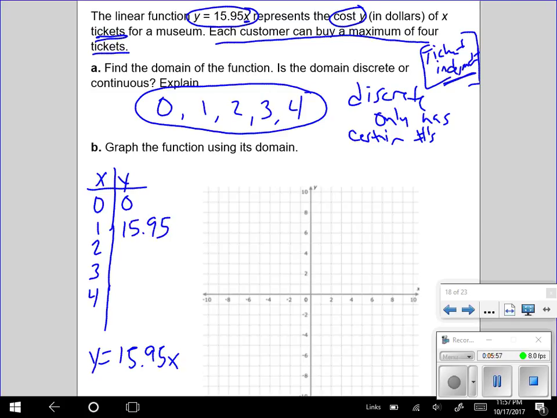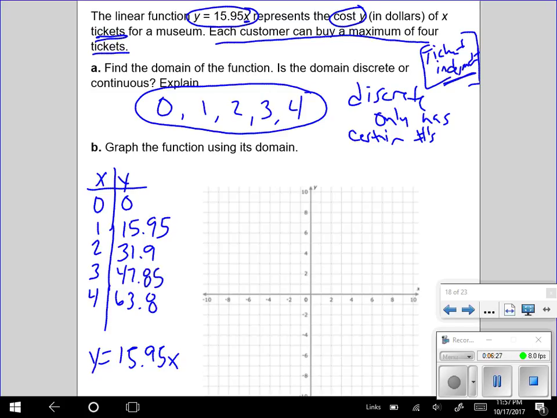If x is 2, we get 31.9 because I multiplied this by 2. If x is 3, we get 47.85. I'm realizing quickly my graph's not going to be big enough. If x is 4, we're going to get 63.8. So these are our dollars.